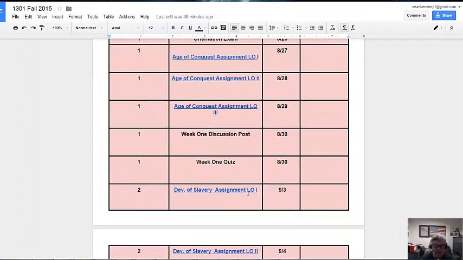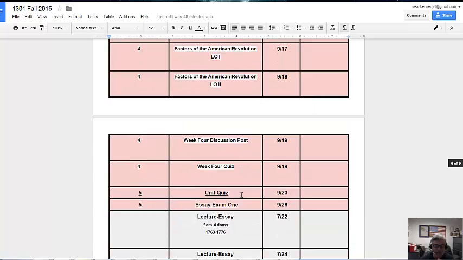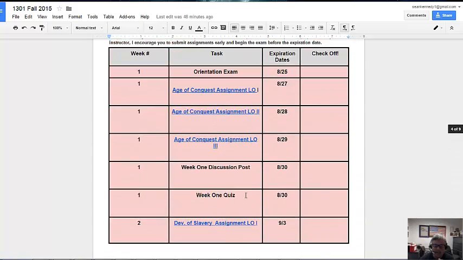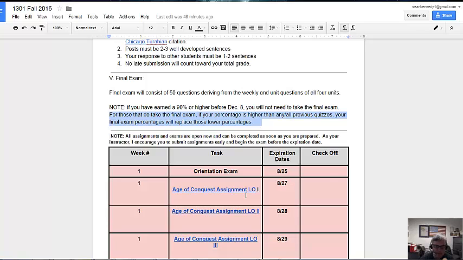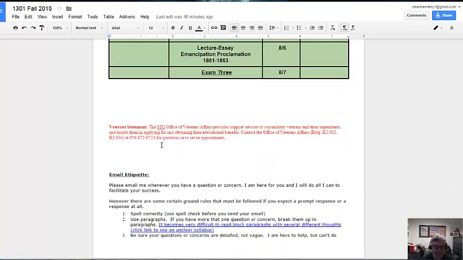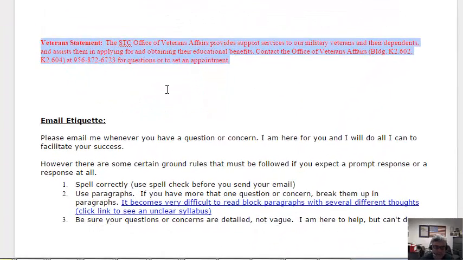Right here is the schedule. All of it will be hyperlinked as far as the content is concerned, and the dates will be there to reflect as accurate as possible. It's all tentative, this could change, but more or less it usually stays the same. Down here, if you happen to be a veteran, please take note of this, and do use this resource.